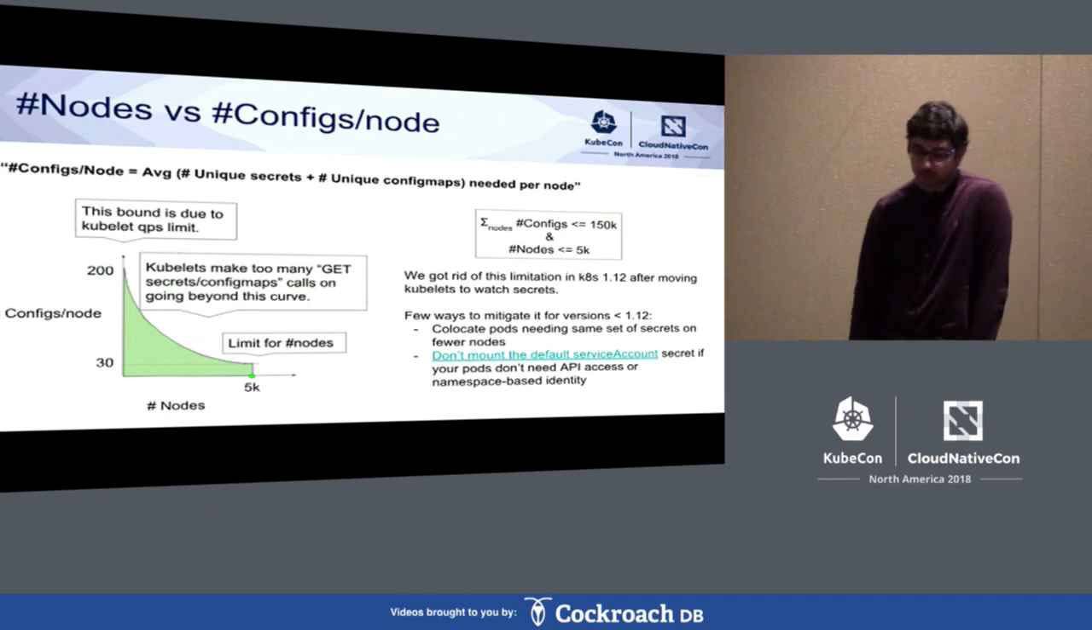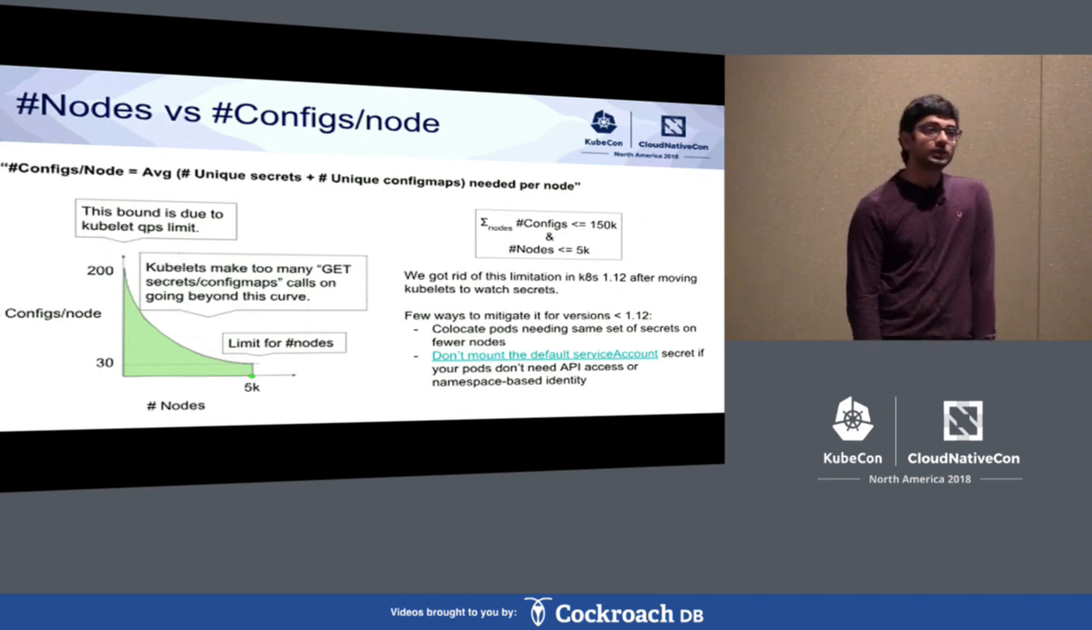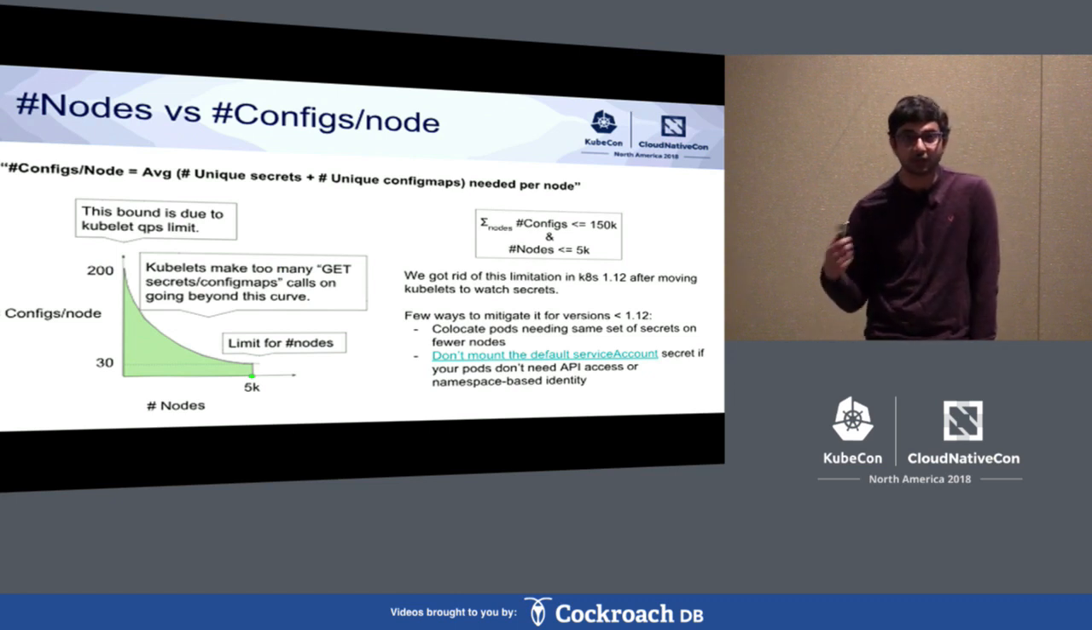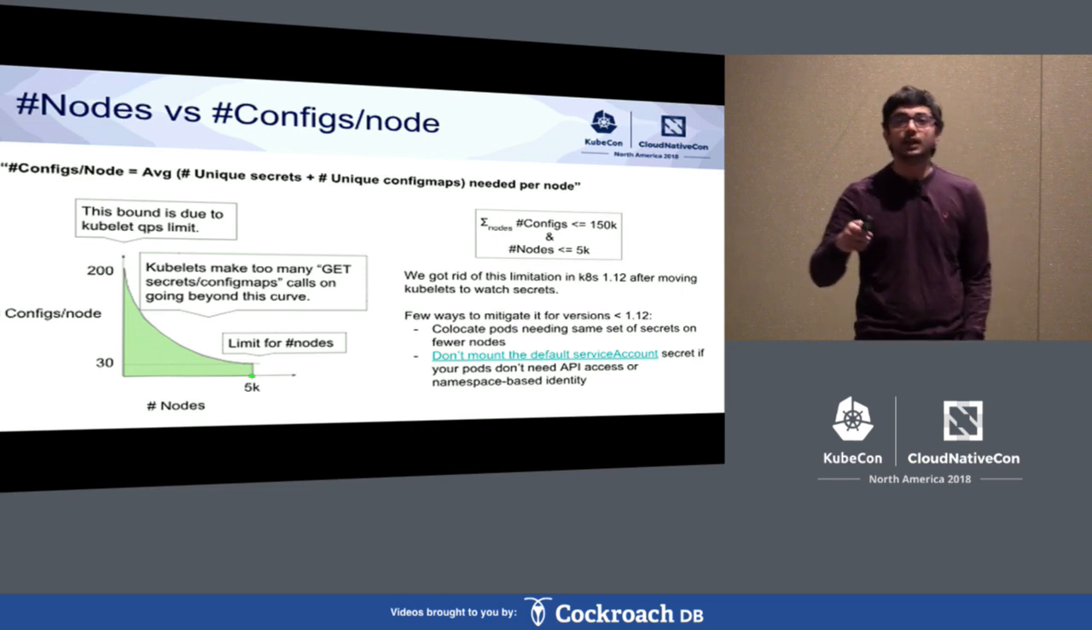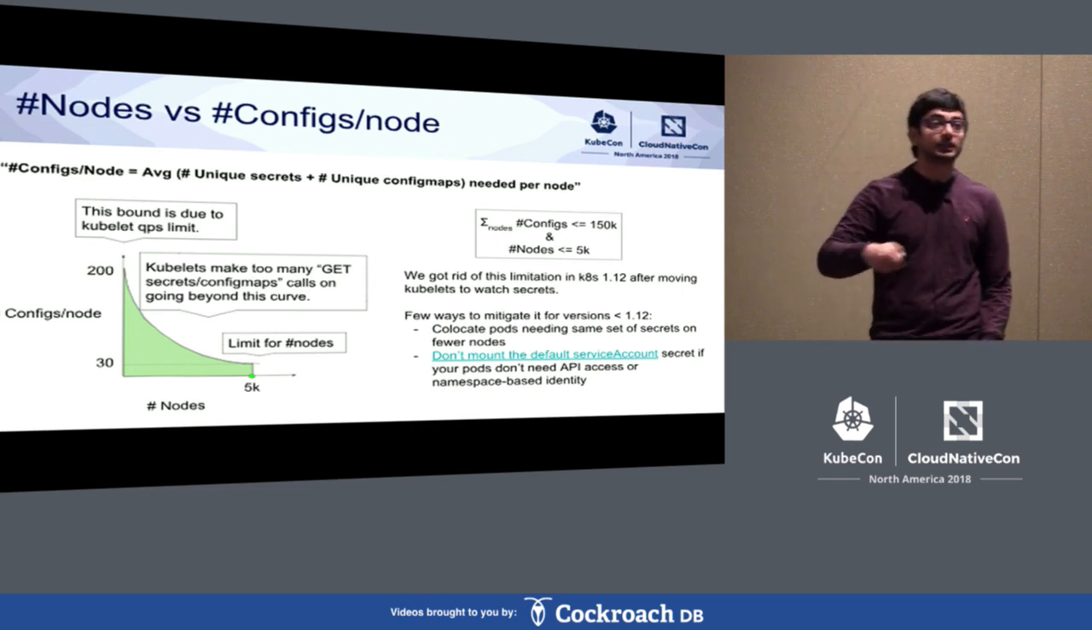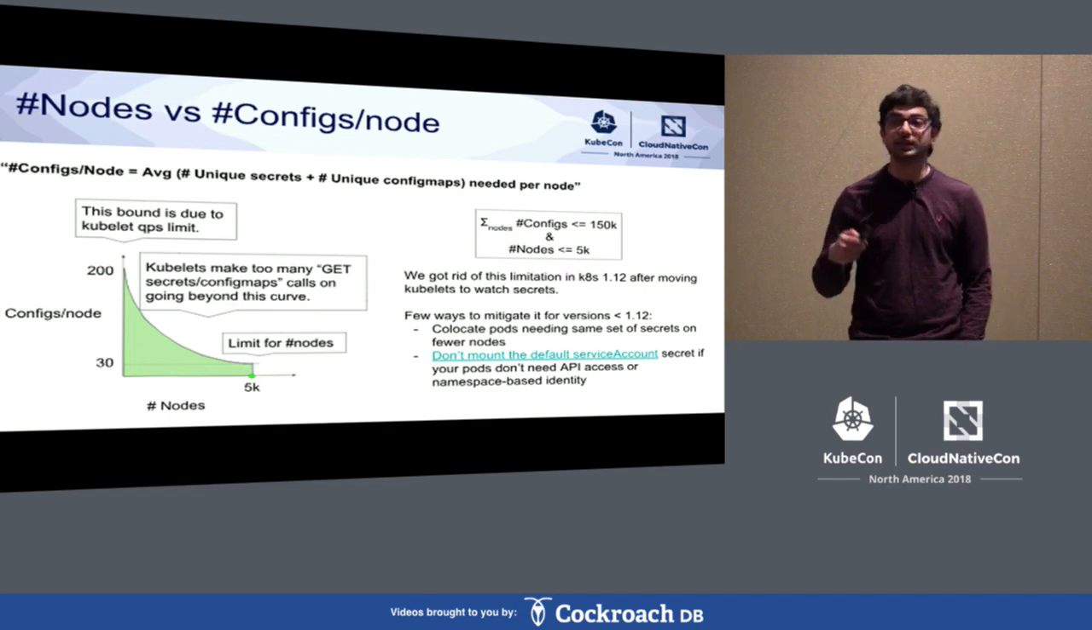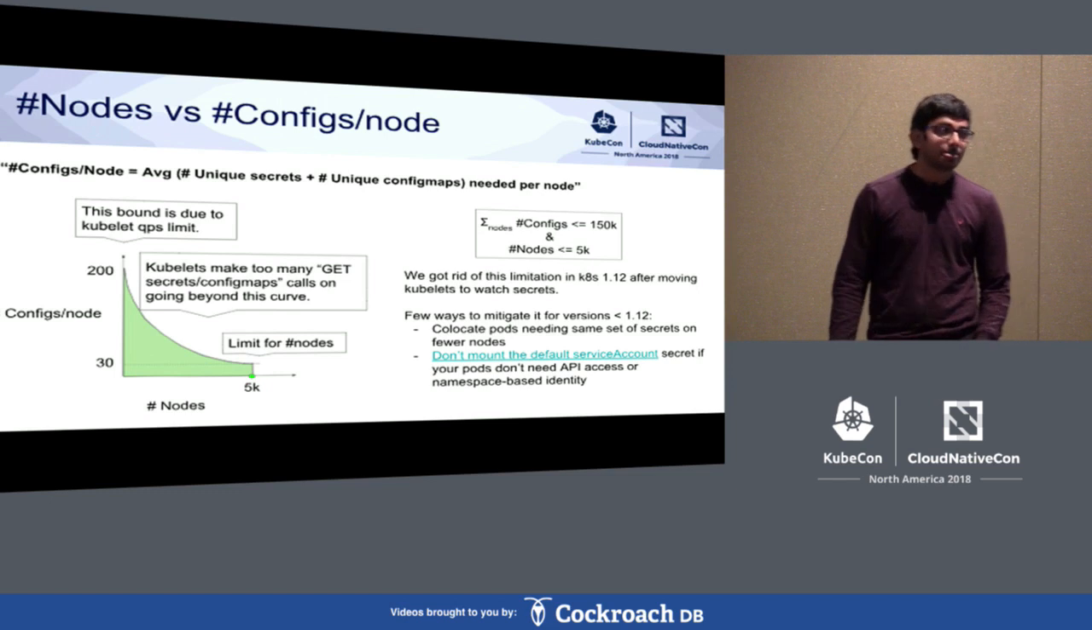Next. Yeah, so this limit is about the number of nodes versus the number of configs you can have per node. The number of configs per node is basically the total number of secrets and config maps that a node needs in order to be able to start its pods. The way it works until release 1.11 is Kubelet periodically goes and fetches these configs and secret maps.